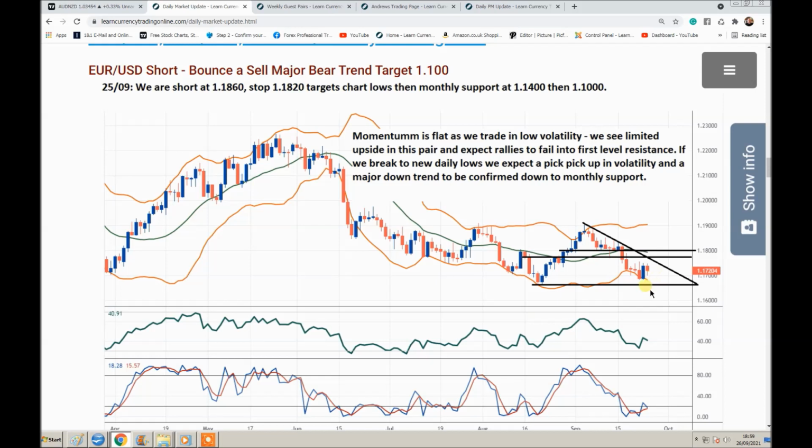I think if this level here gives way, the daily chart lows, you'll see the volatility pick up, and then we'll go down to monthly support at 114, then 110. I think the bounce is limited to the double trend line here. 118 looks a tough level to take out. I've said in numerous videos, my view of the euro is just out and out bearish. Massive stimulus is going on in the Eurozone. They're increasing it, or the Fed are cutting it back.